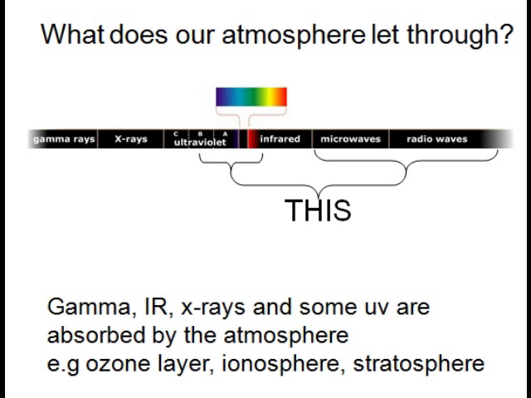The ozone layer, for example, which is one layer of the atmosphere, absorbs harmful ultraviolet C rays. The ionosphere, which is much higher, the area where the space shuttle will fly in, absorbs the higher energy waves such as gamma rays and X-rays. Infrared waves are mostly absorbed by water.